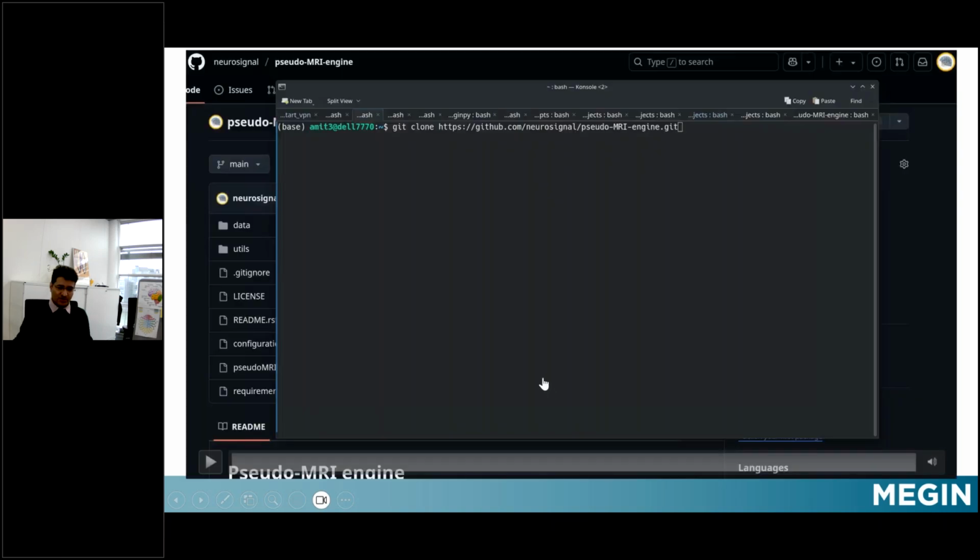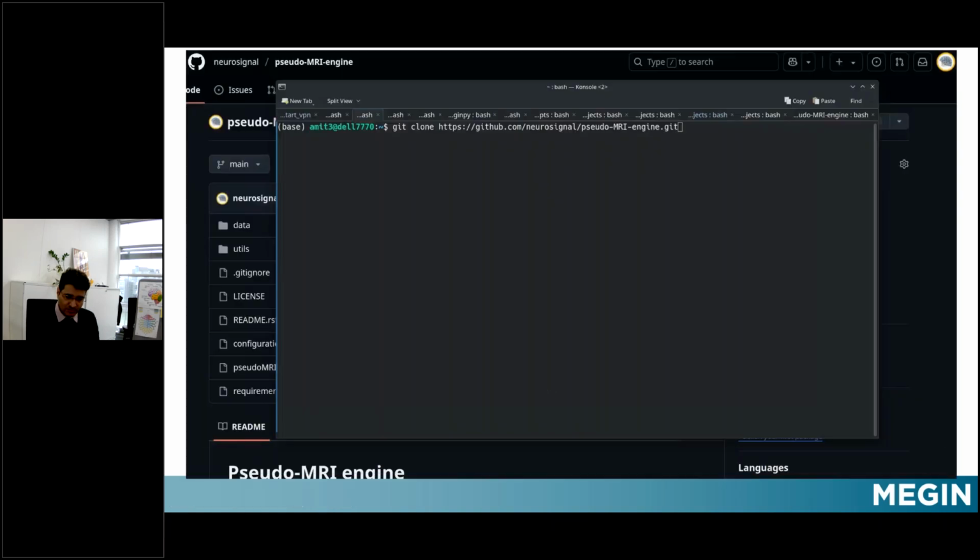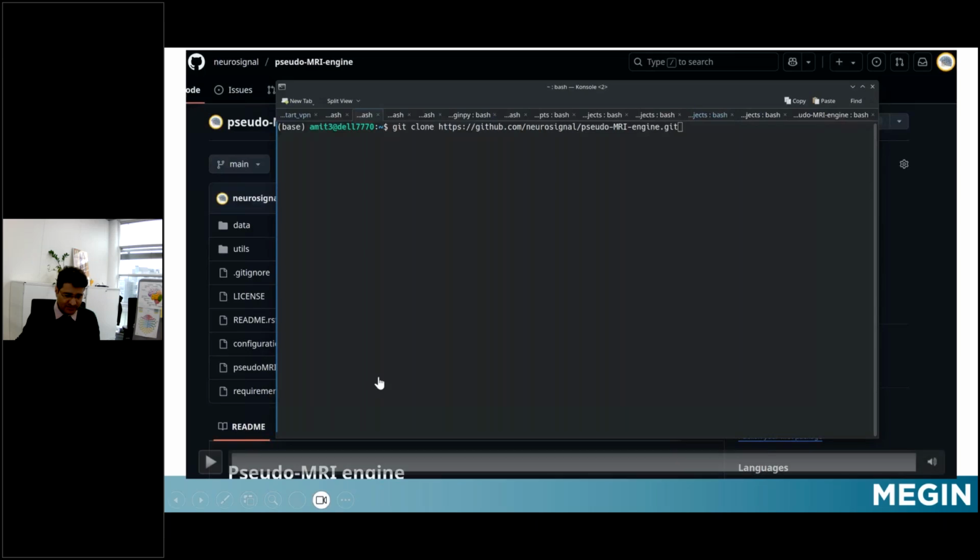Now I will demonstrate how you generate the pseudo MRI. I have recorded this demo so that we don't have any demo effect here. I can just run this and speak over.